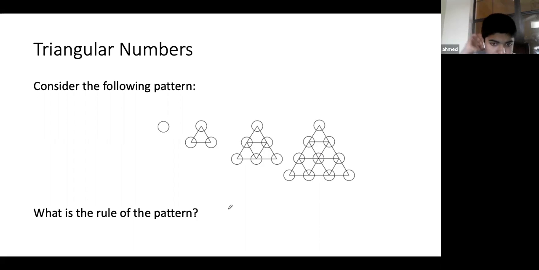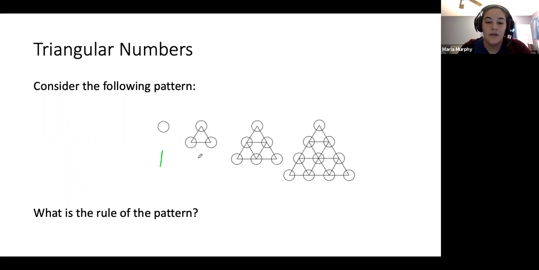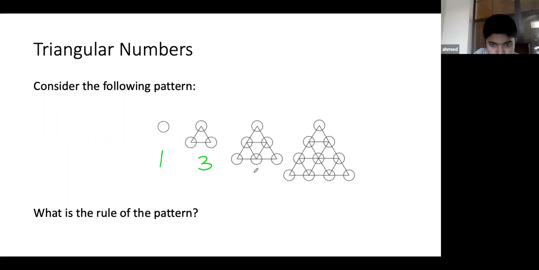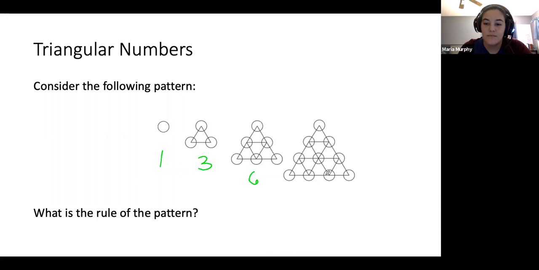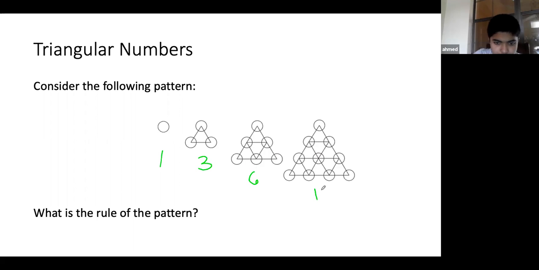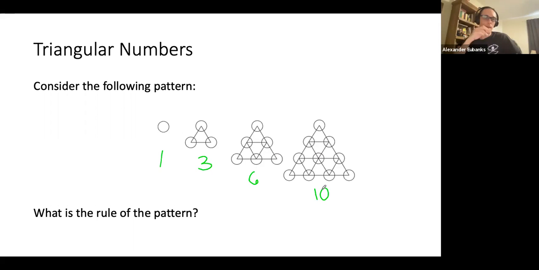Well, let's see. It's starting at 1, then it's 3. You have 1, you have 3. How many in here? 4? How many dots? 6. How many in the other one? 10. Let's see. Okay. I notice Armand has a hand raised digitally. Go ahead.